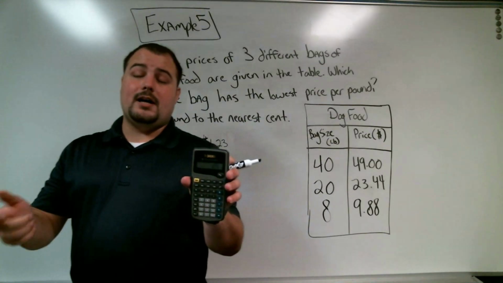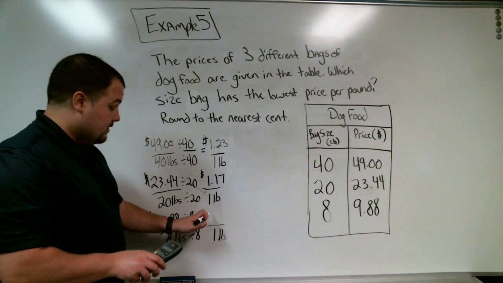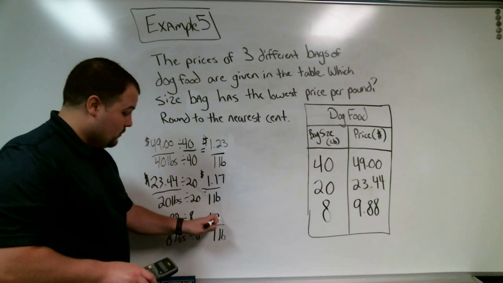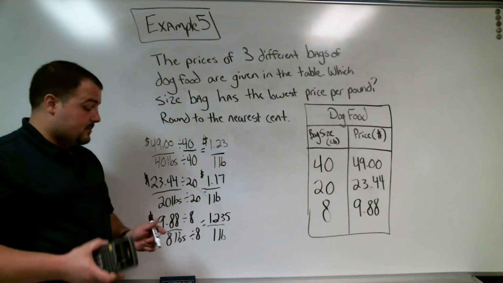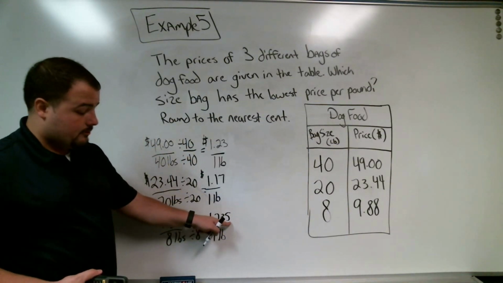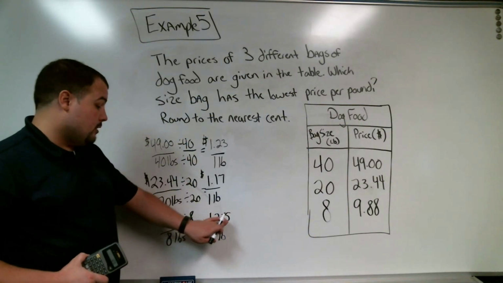1.235. And if you don't believe me, check it in your calculator. You should see the same decimal. So I'm going to copy down 1.235. Money again, second decimal. We look at the 3. We look to the right of it. That's a 5. That 5 means we're going to round that 3 up to a 4.